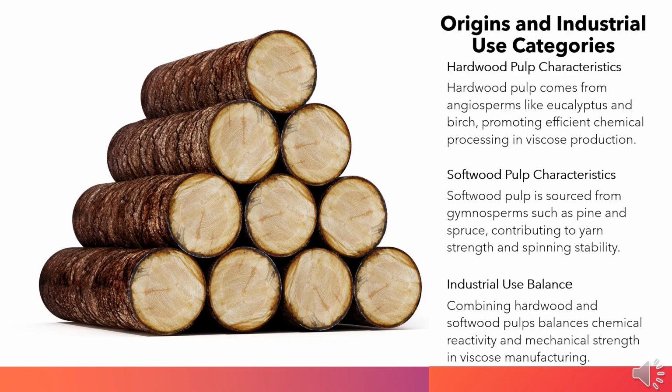In viscose manufacturing, hardwood pulp is widely used as the base pulp because of its high global availability and lower production cost. Its fiber characteristics promote efficient chemical processing and easier overall plant operation. In contrast, softwood pulp is typically employed as a blending pulp due to its higher cost and limited availability, but it contributes significantly to mechanical properties such as yarn strength and spinning stability. The complementary nature of these raw materials makes combined usage an industrial standard for balancing reactivity and mechanical strength.